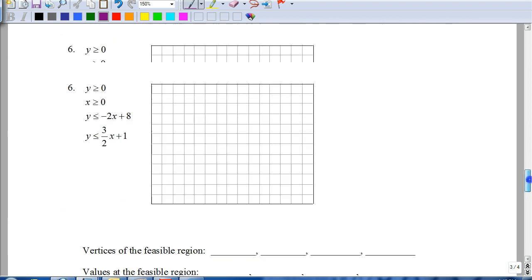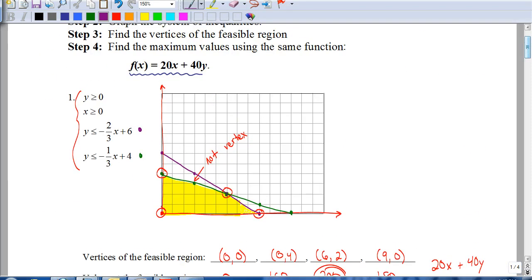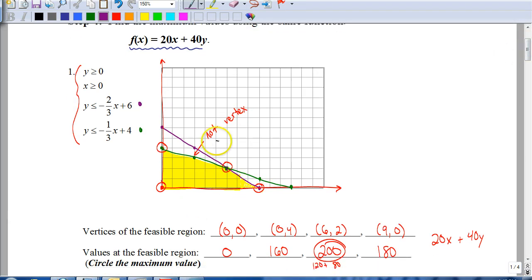Okay, so that's what we're doing. That's our focus on this first worksheet, just making sure we know and remember how to graph and how we use the vertices to find the maximum value. In the next video, we're going to be working on how to set up the inequalities and how to set up the profit or the function that's going to be maximized or minimized. And then in the last video, we're going to be tying all of these together to figure out how we solve one of these problems from start to finish. So good luck.